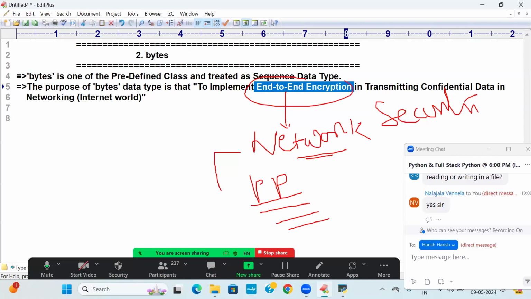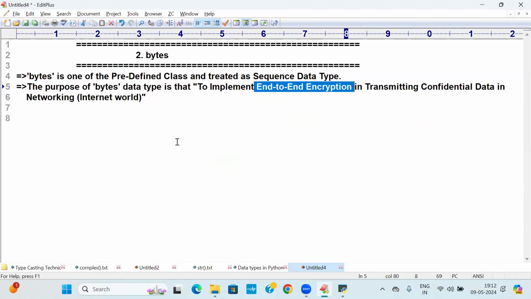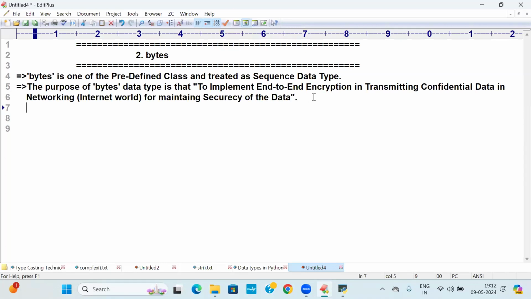These all deal with end-to-end encryption. Whatever number of algorithms are mentioned, these are all for maintaining the secrecy of the data. Secrecy of the data. For this type of purpose, we go for the bytes data type. Now, this is to implement end-to-end encryption of transmitting.